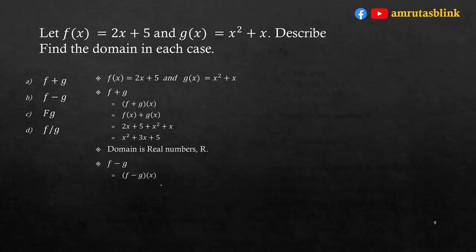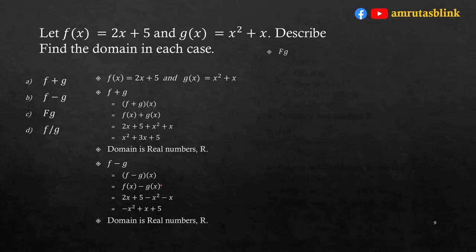F minus g of x is equal to f of x minus g of x, that is 2x plus 5 minus g of x. So after adjustment of the signs we will get 2x plus 5 minus x square minus x, that is minus x square plus x plus 5. Now again both f and g are defined on the set of real numbers, hence f minus g is also defined on the set of real numbers, hence domain is also real numbers.